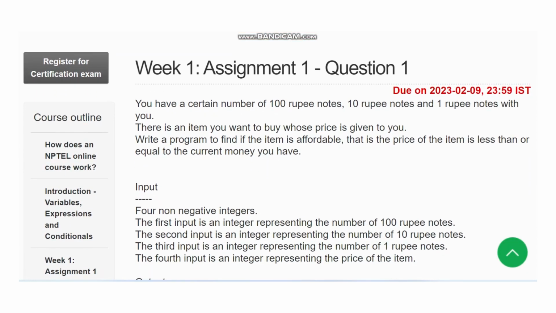We have a certain number of 100 rupee notes, 10 rupee notes and 1 rupee notes. There is an item we want to buy whose price is given. Then we write a program to find if the item is affordable, that is, the price of the item is less than or equal to the current money which we have.